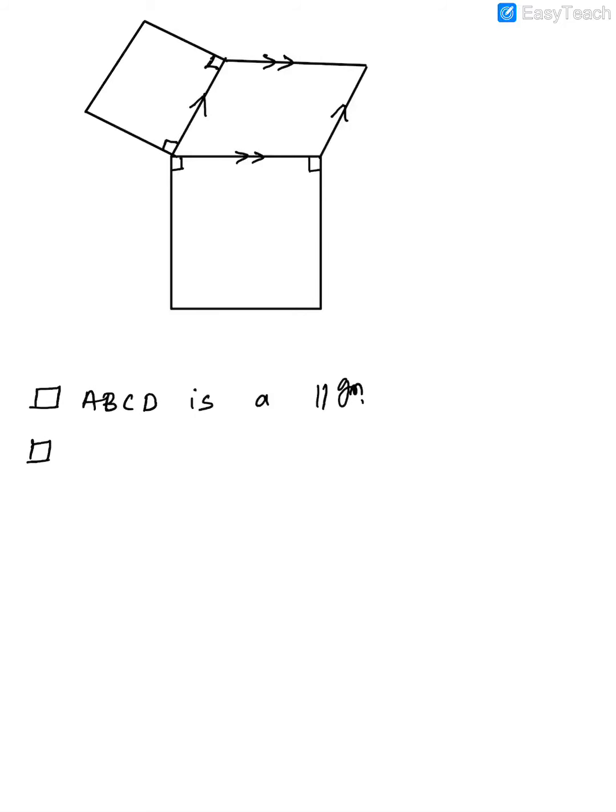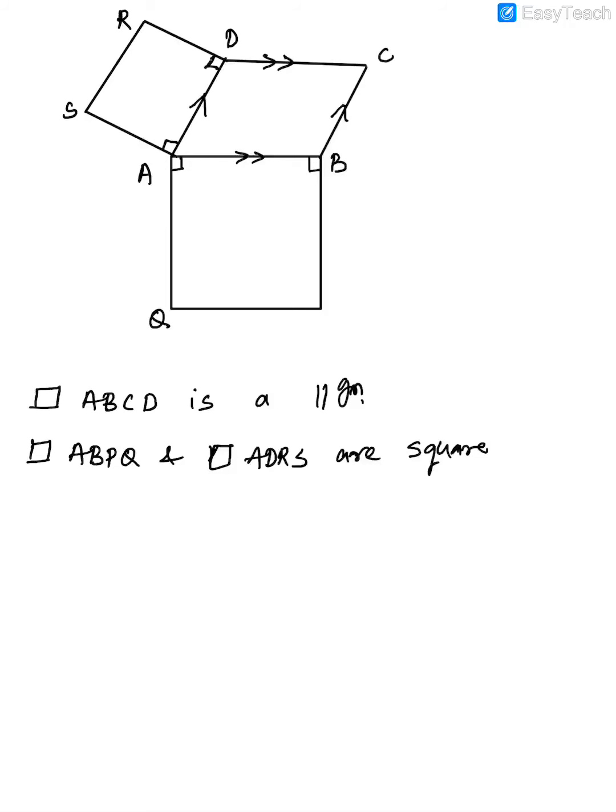And quadrilateral ABPQ and quadrilateral ADRS are squares. So these two quadrilaterals are squares. Now let's label this. So what will you get here? A, B, C, D. Then what is this? R. This will be what? S. This would be Q. This would be P.